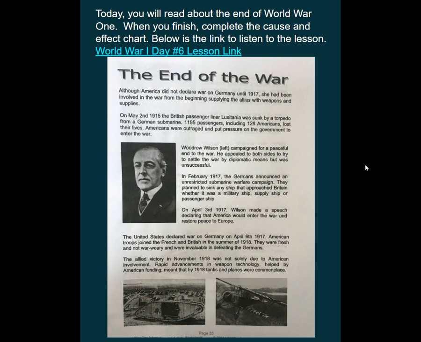In February of 1917, the Germans announced an unrestricted submarine warfare campaign. They had planned to sink any ship that approached Britain, whether it was a military ship, a supply ship, or a passenger ship. On April 3rd of 1917, Wilson made a speech declaring that America would enter the war and restore peace to Europe. The United States declared war on Germany on April 6, 1917. American troops joined the French and British in the summer of 1918. They were fresh and not war-weary and were invaluable in defeating the Germans.